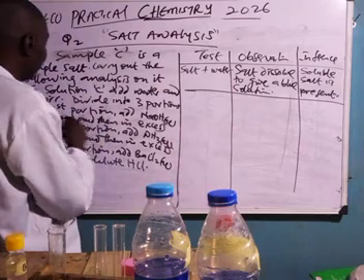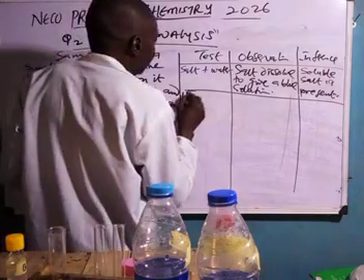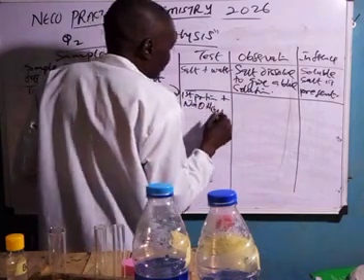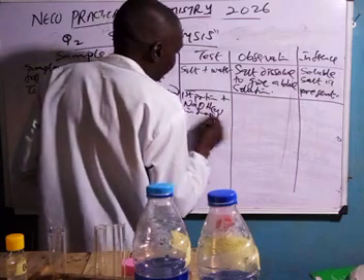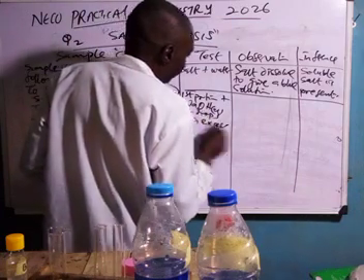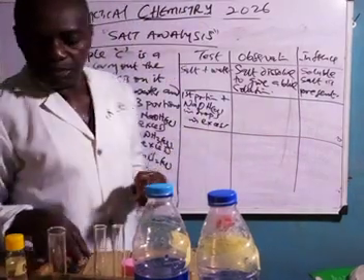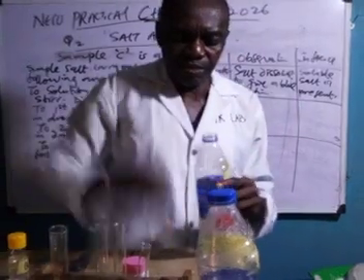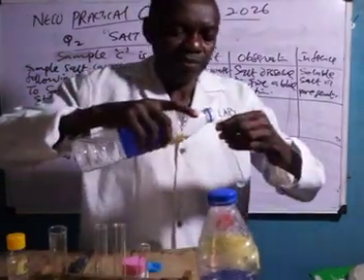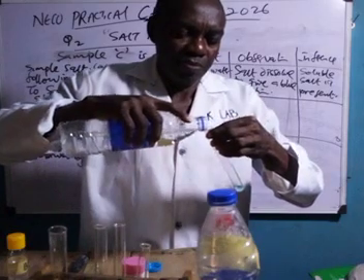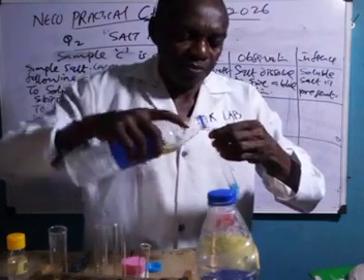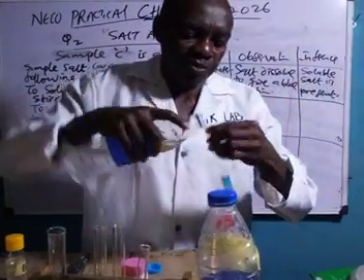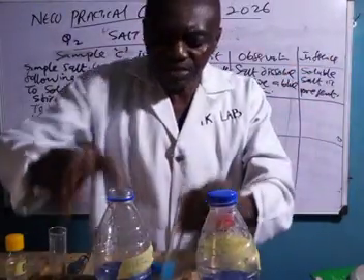So the first portion: add sodium hydroxide in drops and then in excess. First portion plus NaOH in drops, in excess. Where is our sodium hydroxide? This is the sodium hydroxide. It gives a blue precipitate. In excess, the precipitate remains.